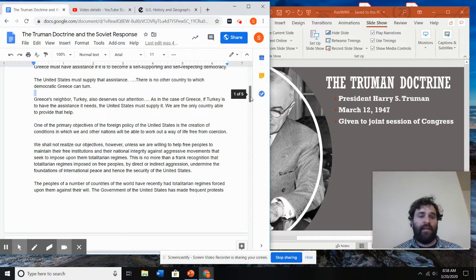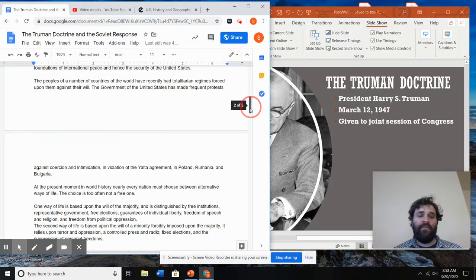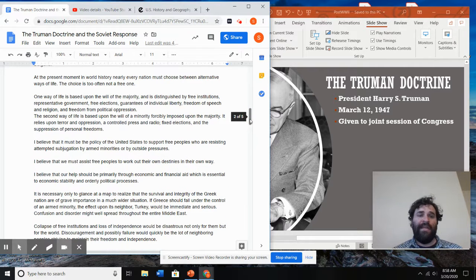There is no more than a frank recognition that totalitarian regimes imposed on free peoples by direct or indirect aggression undermine the foundations of international peace and hence the security of the United States. The peoples of a number of countries of the world have recently had totalitarian regimes forced upon them against their will. The government of the United States has made frequent protests against coercion and intimidation in violation of the Yalta Agreement in Poland, Romania, and Bulgaria. At the present moment in world history, nearly every nation must choose between alternative ways of life. The choice is too often not a free one.